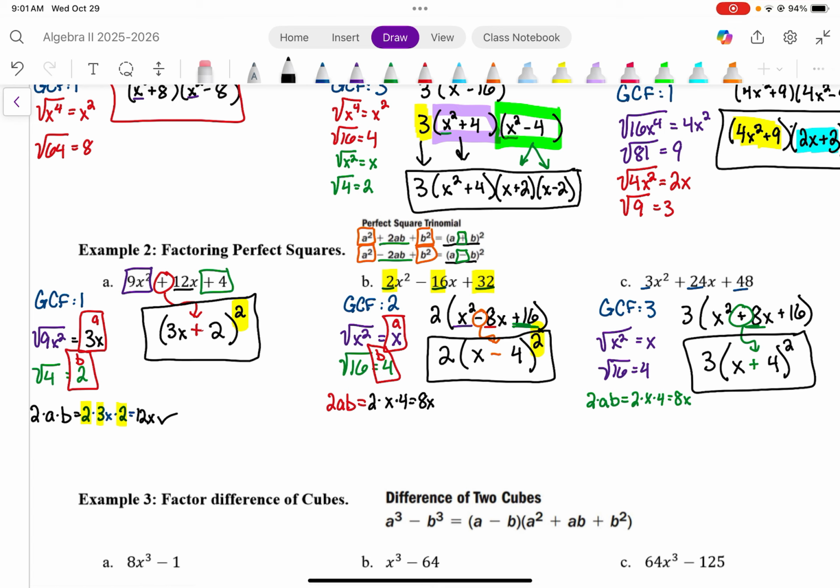That's how you're going to factor a perfect square trinomial. The next one is going to be talking about difference and sum of cubes.